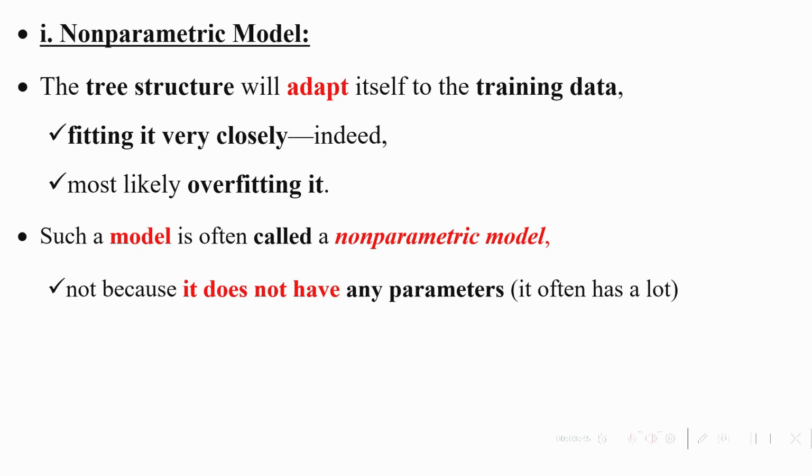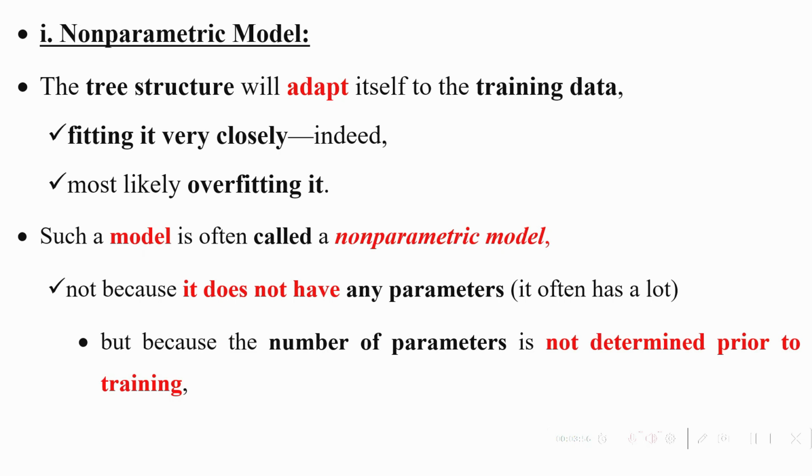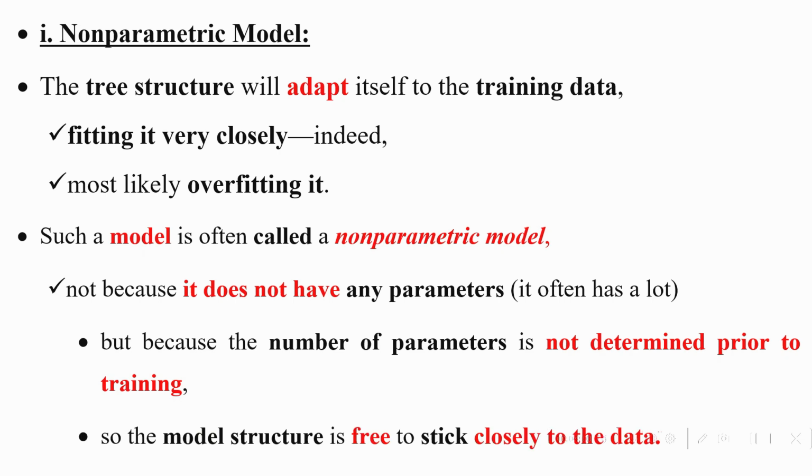Not because it does not have any parameters. It often has a lot of parameters. But because the number of parameters is not determined prior to the training, the model structure is free to stick closely to the data. So that's why this model is called a non-parametric model.